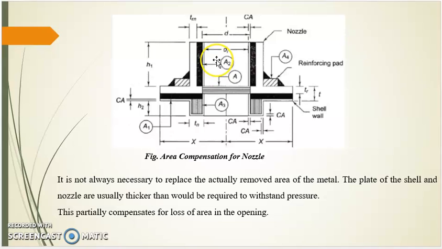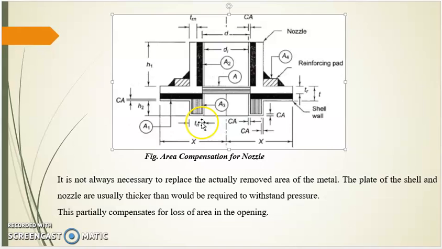Now we will see these different dimensions in case of this area compensation for nozzle, that is different areas A, then A1, A2, A3, A4, this x dimension, and these different thicknesses, tr, t, trn, and then these different heights h1, h2. This Ca is corrosion allowance. This diameter Di, inner diameter Di, this diameter small d considering corrosion allowance. We will see these different dimensions.